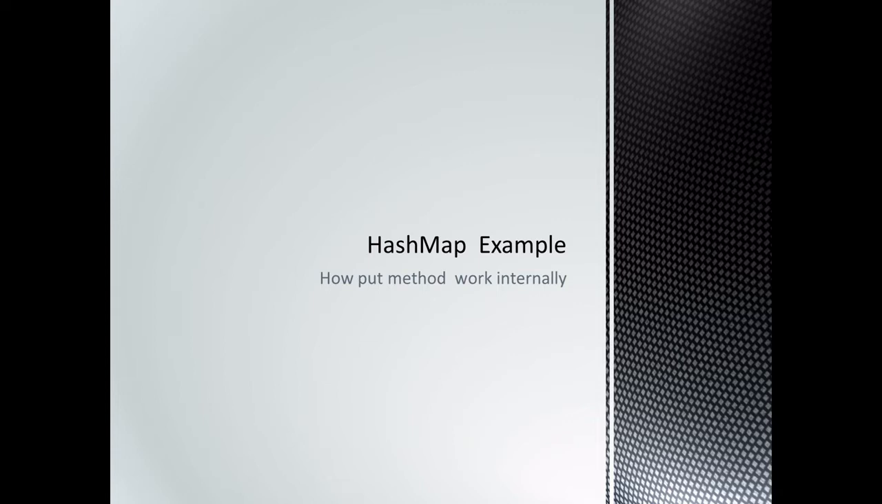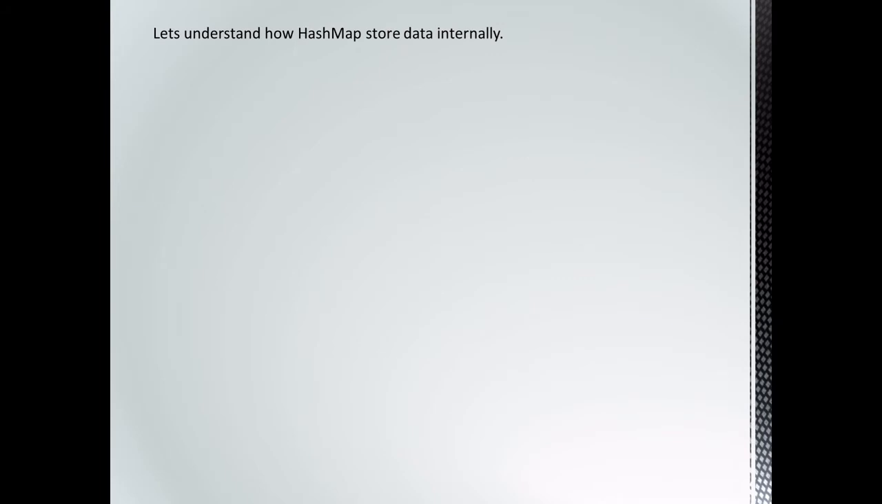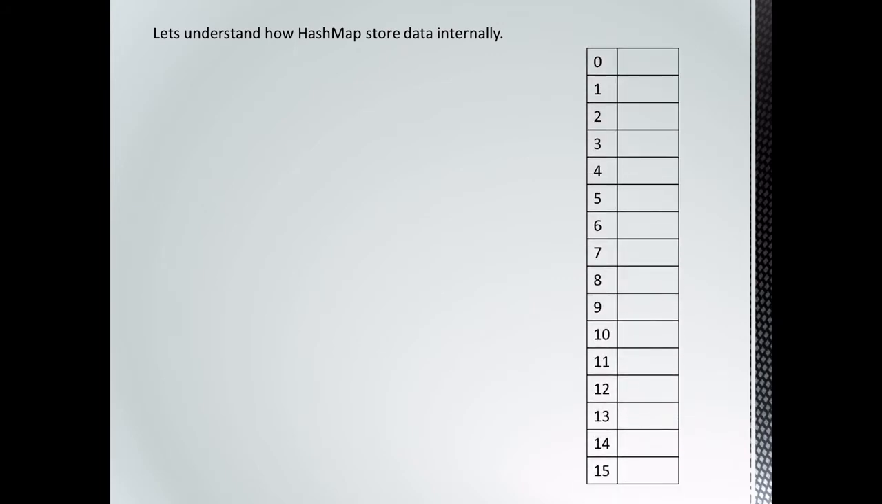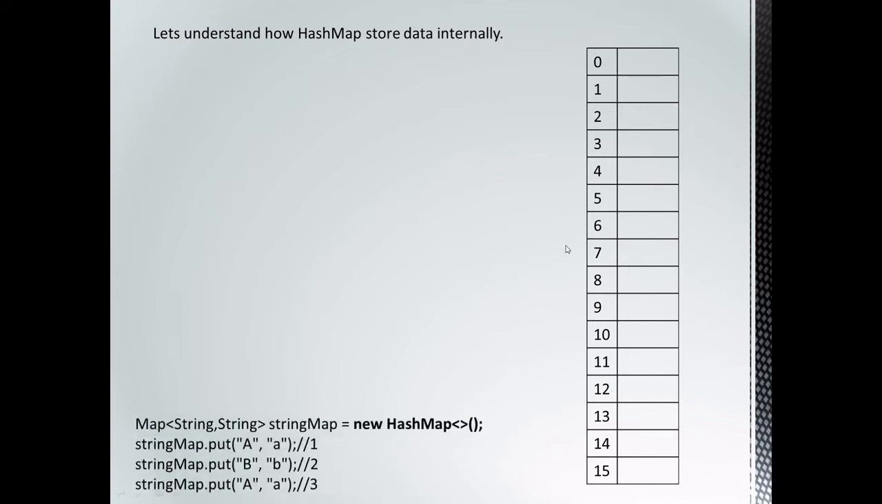Let's go to the next slide and understand how HashMap stores data internally. Initially, when a HashMap is created, its default size is 16, so the index runs from 0 to 15. The right-hand side behaves as a node, and on the left-hand side I just mentioned the index.